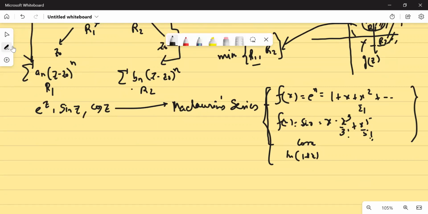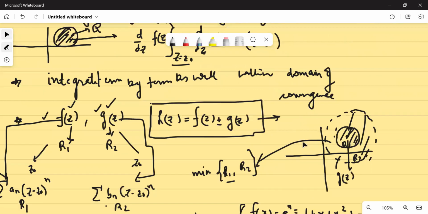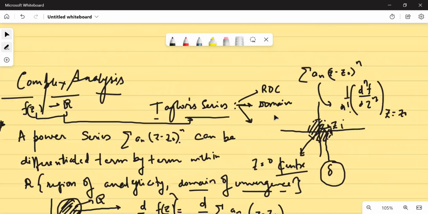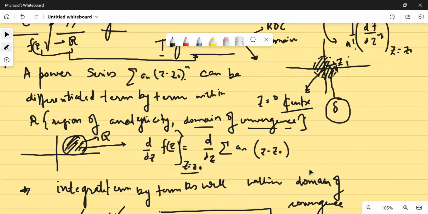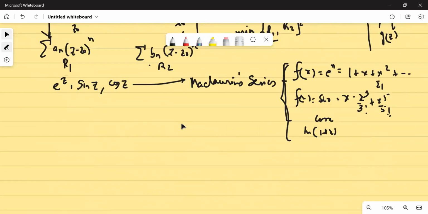Why I'm saying this? Because otherwise you'll have to go differentiating term by term. That will also give you the same result, but it is too tedious to do in an examination, and it is too time consuming as well.